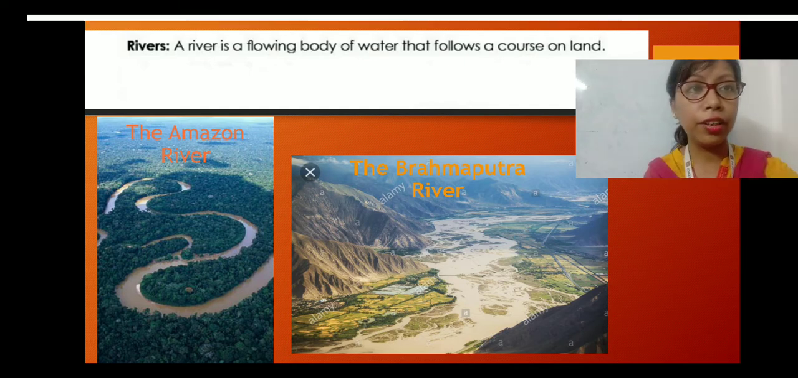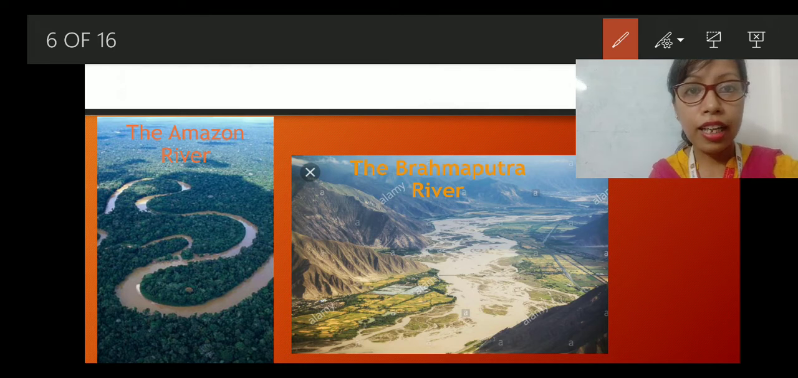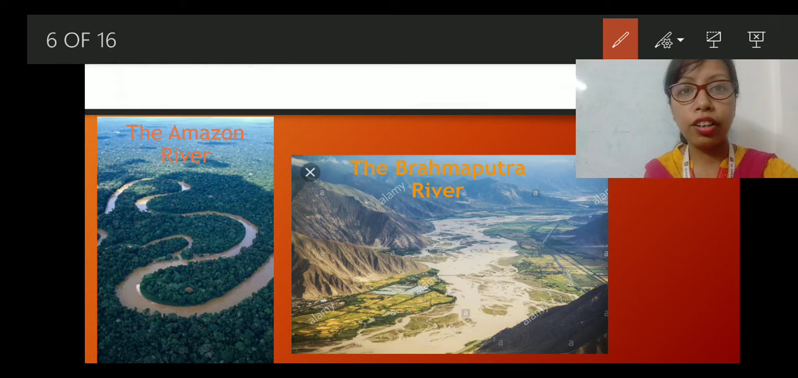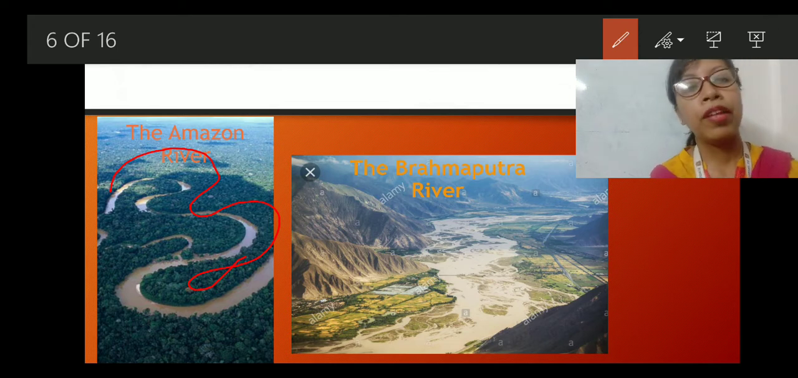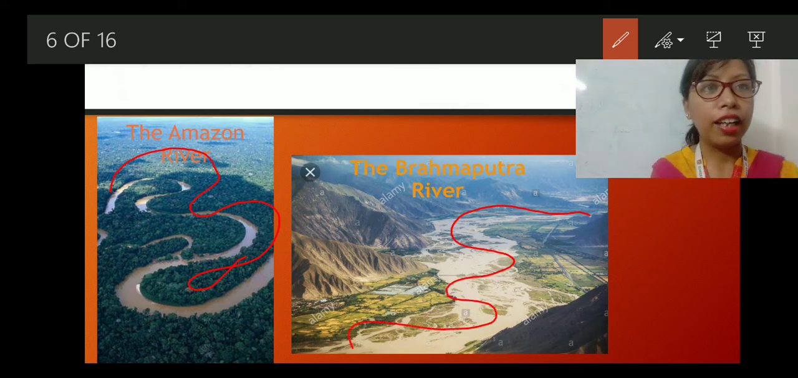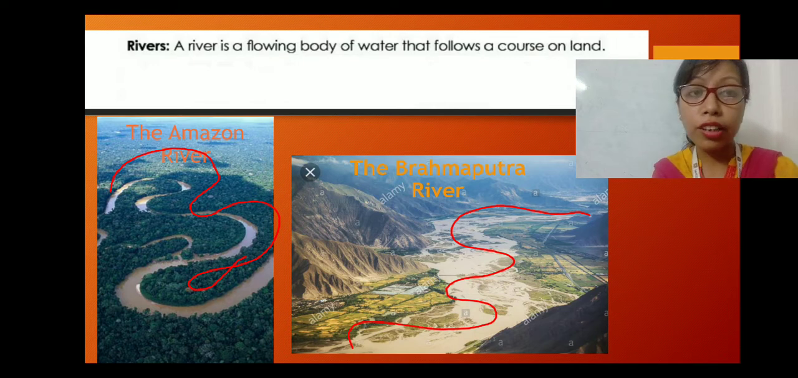Now as you can see here, this is the world famous Amazon river, right? It is taking the course of the land, and it looks like the shape of a snake. Then we have our own river, Brahmaputra. As you can see, it doesn't flow straight away. There are some turnings, okay? So it follows a track, and through that track only it comes. It does not go to another track.